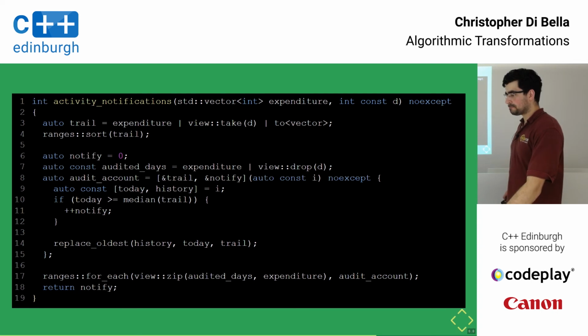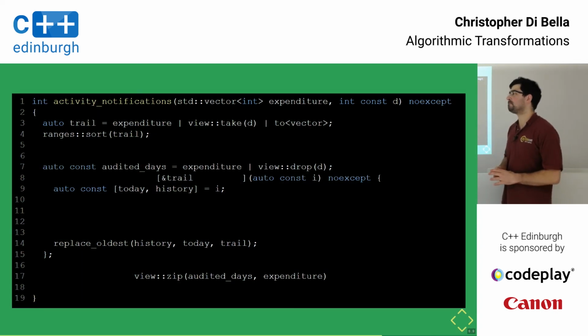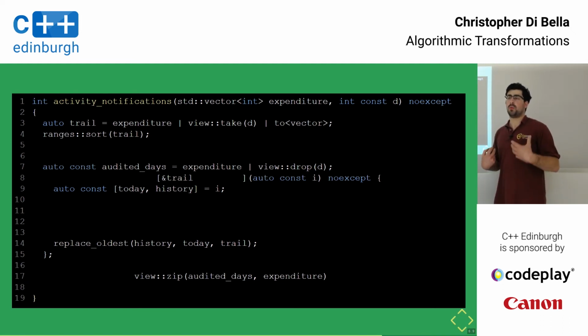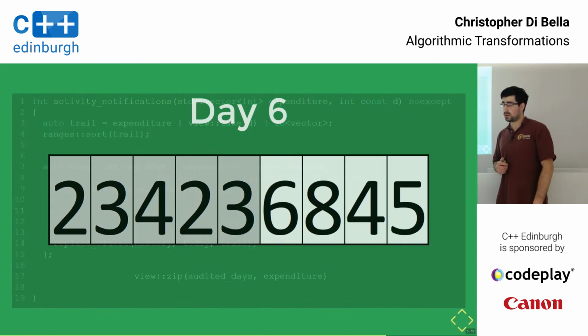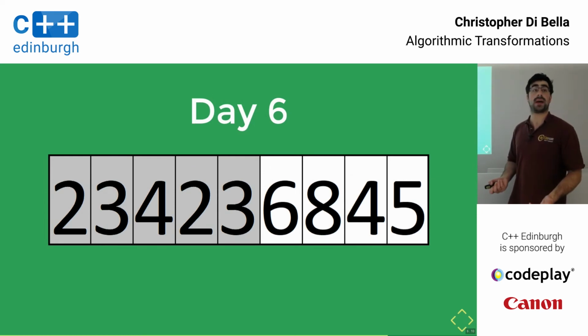All right. But really, the interesting parts are here. So this all leads into what replace oldest means. So I'm going to walk through an example now. This is the sequence of data that we're going to look at. And the dark shaded elements are the ones that are going to be in the trail.